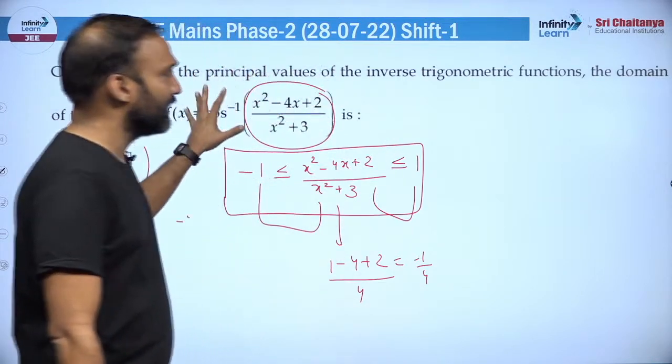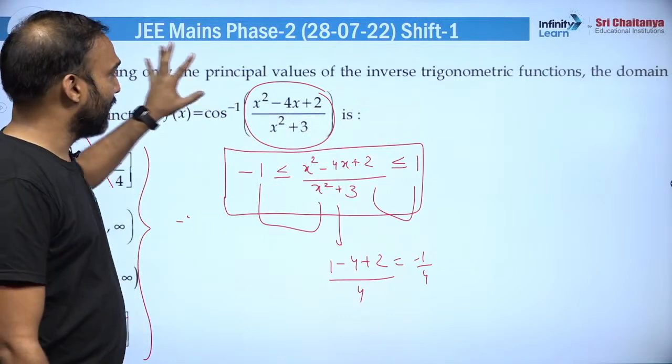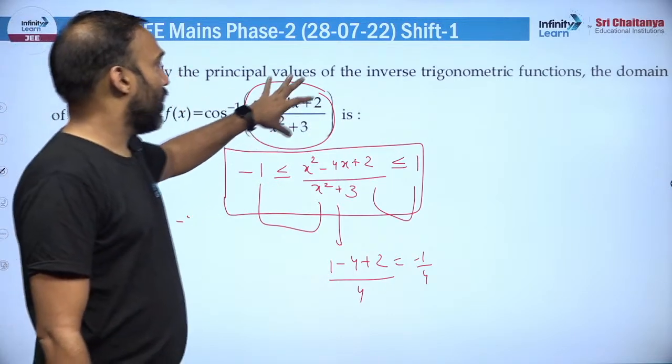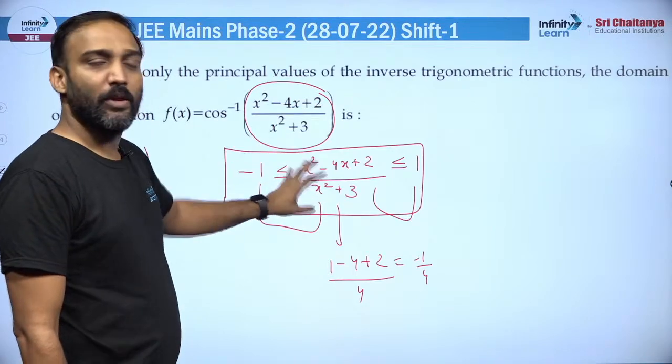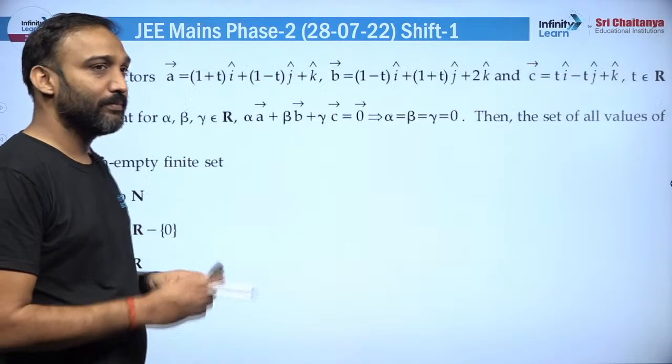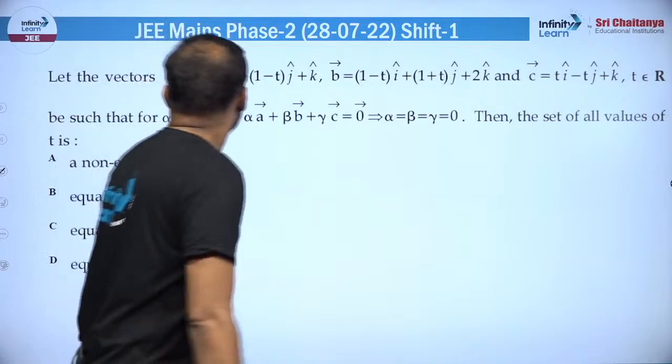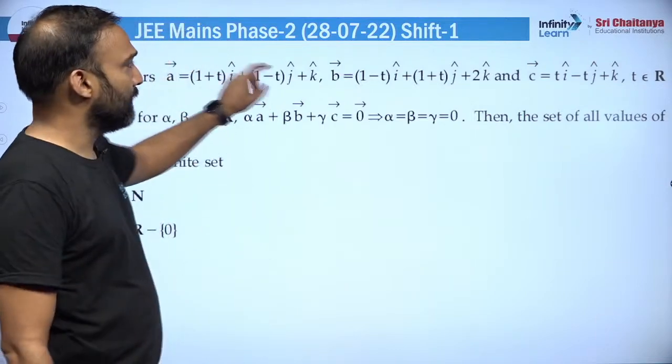So this question and the concept is pretty clear. So when you have to find out the domain, right, always apply the conditions of the domain and you can always check from the options. That saves time. Next question, we have vectors A, B and C.